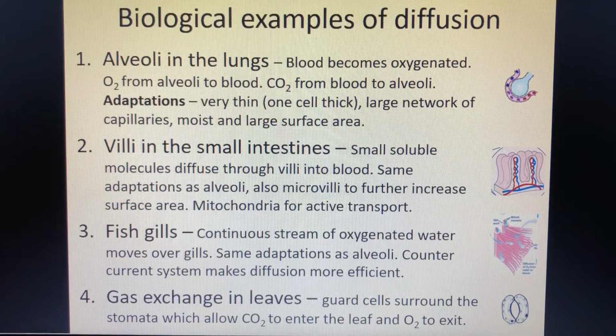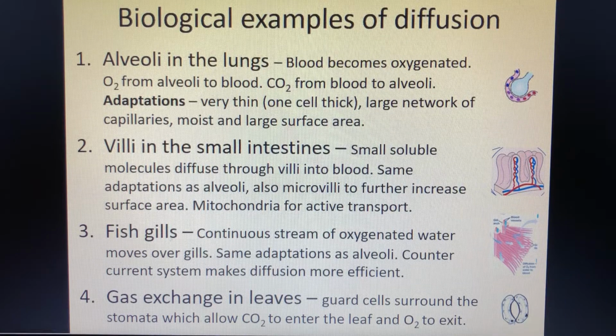Then we've got these 4 examples of diffusion that they want us to know about. First of all, we've got alveoli in the lungs. These are the tiny air sacs. Lay them all out and it will cover a tennis court for a single person. Really, really thin, only 1 cell thick. That means that the gases can move across by diffusion very effectively. Okay, so they haven't got far to travel.